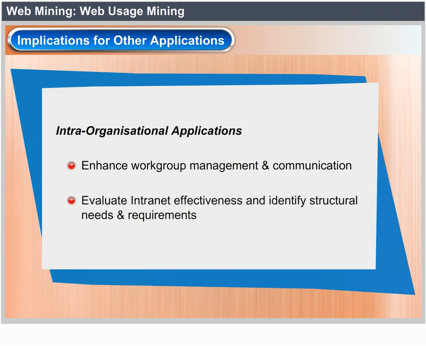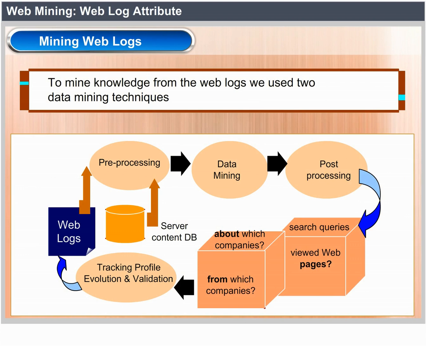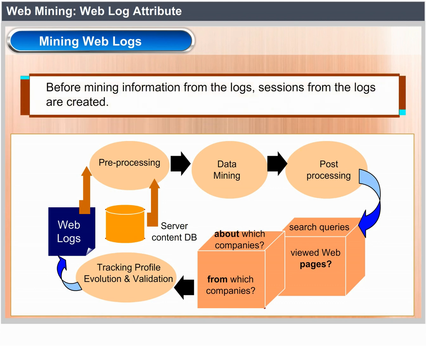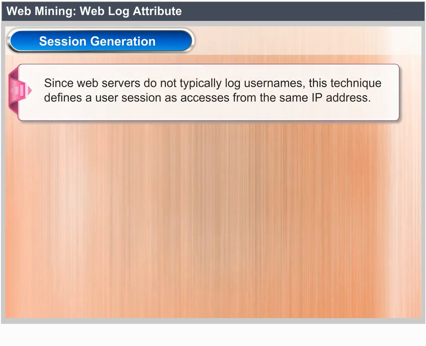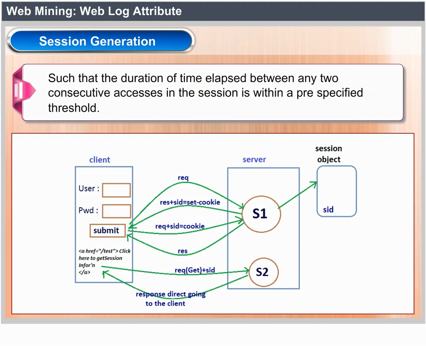Web mining, weblog attribute. Mining weblogs. To mine knowledge from the weblogs, we use two data mining techniques: clustering and association rules generation. Before mining, user sessions are created from the logs. Session generation: since web servers do not typically log usernames, this technique defines a user session as accesses from the same IP address such that the duration of time elapsed between two consecutive accesses in the session is within a pre-specified threshold. This distinguishes it from other approaches which assume that a user's identity is known.